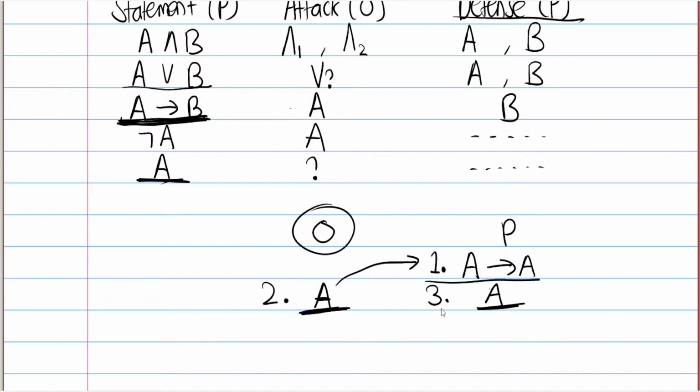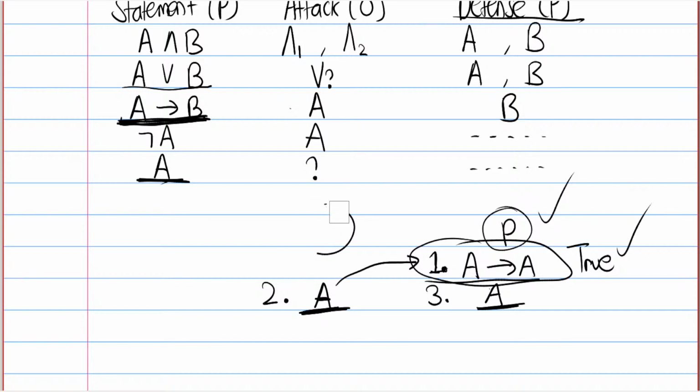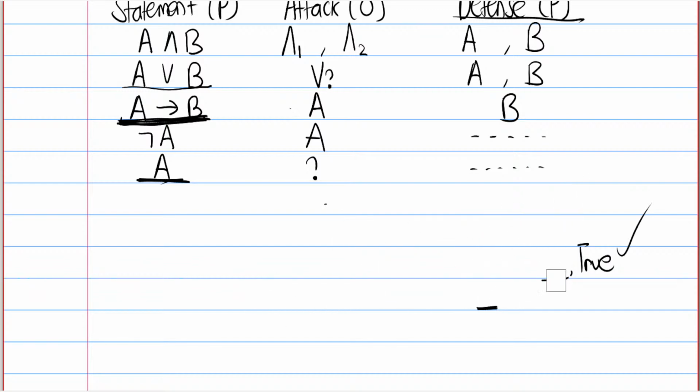And who played the last move? P did. So P wins. And since P wins, the statement at the number 1 move is true. Cool. So we verified that statement 1 is true by creating a dialogue. Let's give another example.